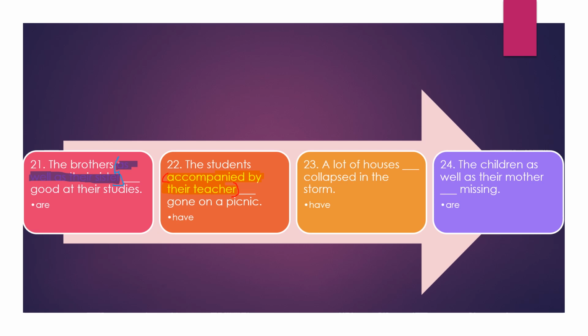The children as well as their mother dash missing. Again, I will start placing my bracket before "as," close it after mother. This entire thing now for me is not to be considered, as well as their mother. I am only left with the children. Children is plural. Verb that comes will be plural. The children are missing, have been missing, anything, but it should have a plural verb.